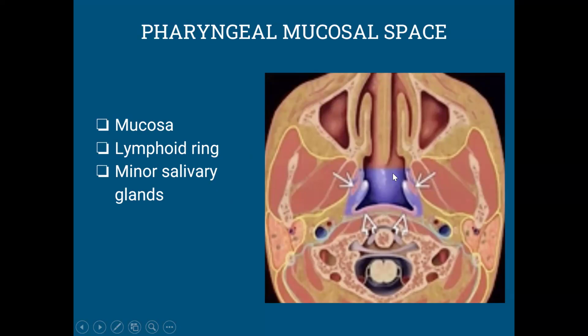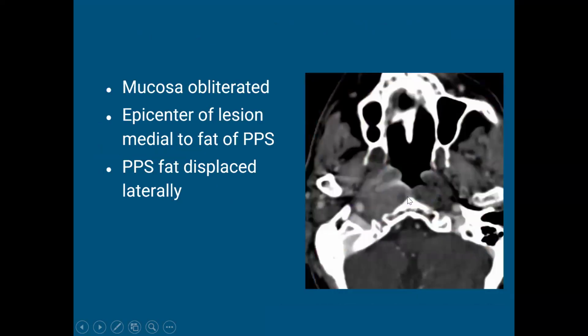Related to these normal contents, we can have their related pathologies. So let's have a look at a few of these pathologies. In this axial CT image, compare the right and the left side. You can see on the right the mucosa is obliterated, and you can see this soft tissue lesion. The epicenter of this lesion is medial to the parapharyngeal fat. This is the parapharyngeal fat, and the epicenter of the lesion is medial to it.